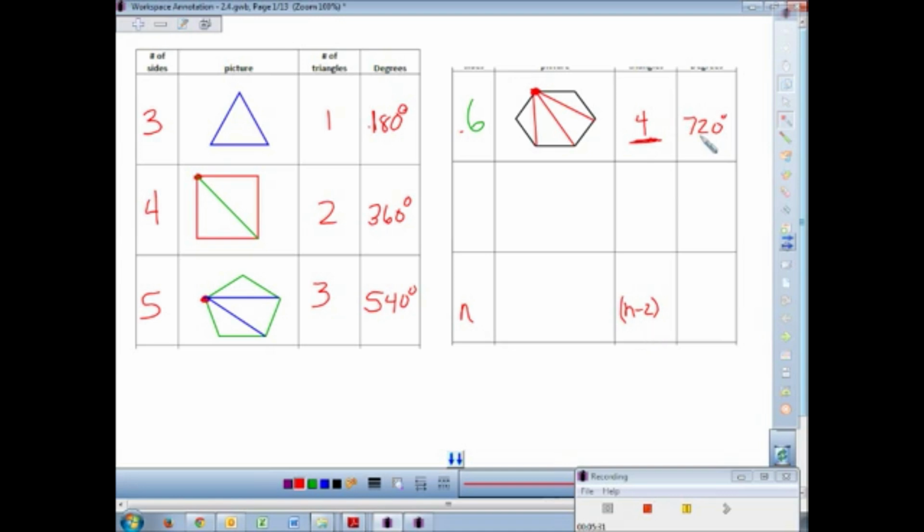Well, then what did we do to get this number each time? How did we get that number? Didn't we take 4 times 180 and get 720? Didn't we take 3 times 180 and get 540? So what do you want to do to figure out how many degrees there are? N minus 2 times 180 is the formula. That's it right there. If you have any convex polygon with n number of sides, you can figure out how many degrees are inside of it by taking the number of sides minus 2 first, then multiply that times 180.